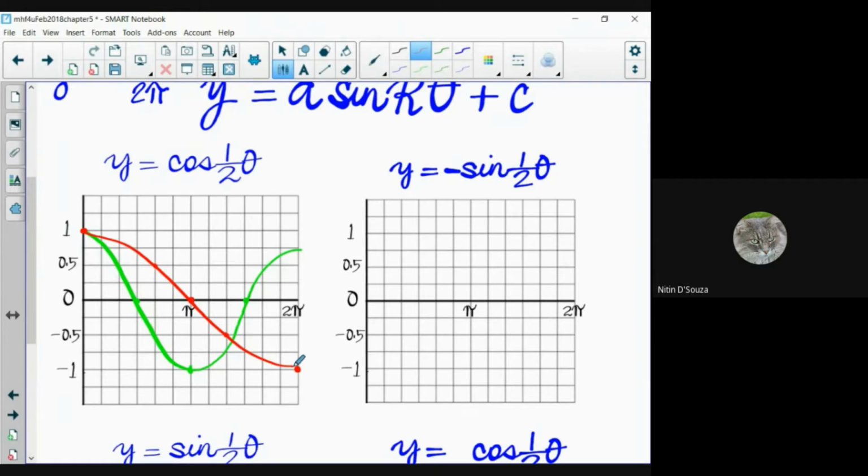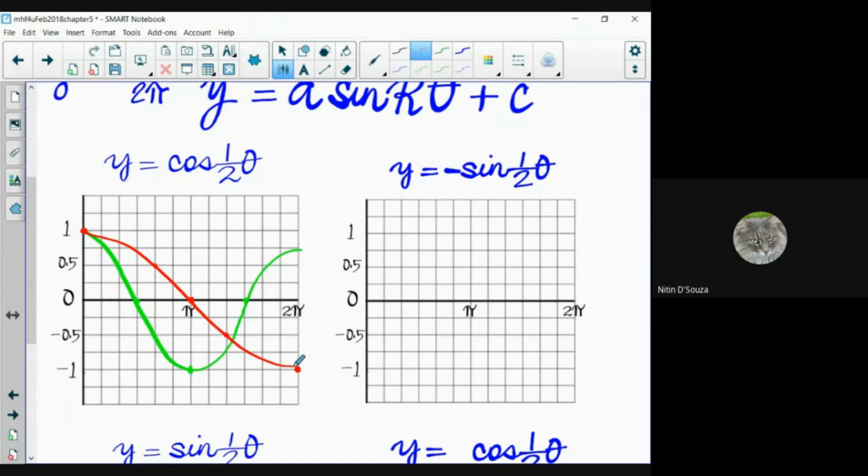So the key thing is, remember that K, the wave number, tells you how many waves are going to be between 0 and 2 pi. So if it's a whole number, there's one wave. If it's a fraction, that's just that part of the wave. So again, in the second one, negative sine half theta, you're only going to see half of the sine curve from 0 to 2 pi.